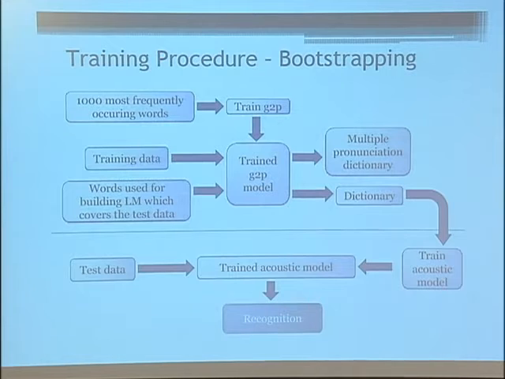Okay, so once we have these things in place, we can use this dictionary, which is a really guessed dictionary. Only 1,000 words are within the scope, the rest are all guessed. And then we go ahead and train our acoustic model. So we take the dictionary, we train the acoustic models, and we get a trained acoustic model. We use the test data, and then we get recognition. So this is our first bootstrap model using just 1,000 words in place.